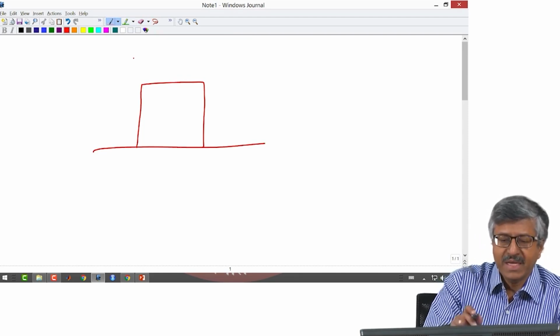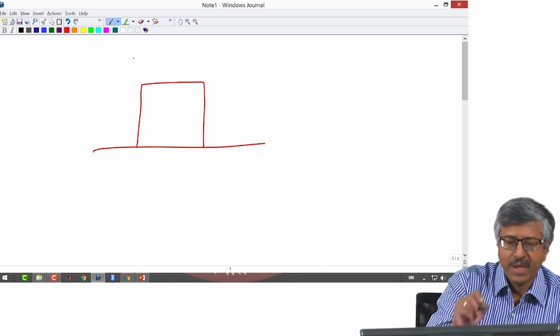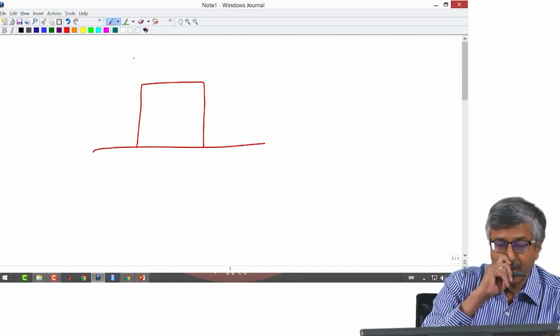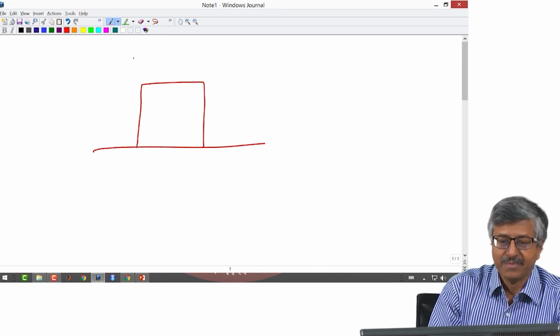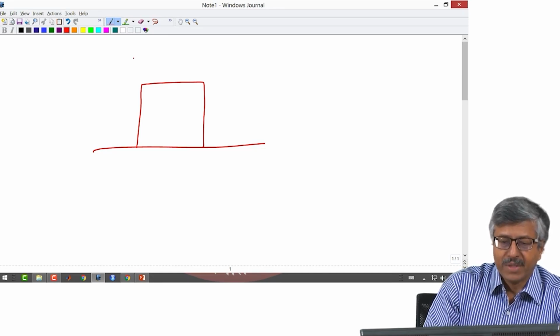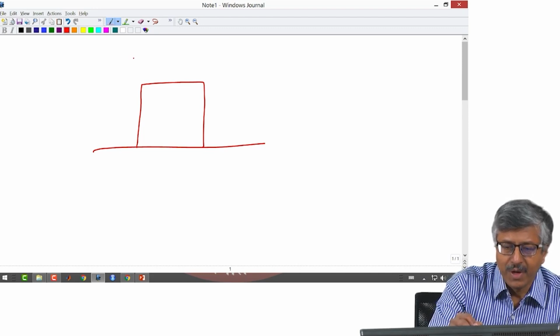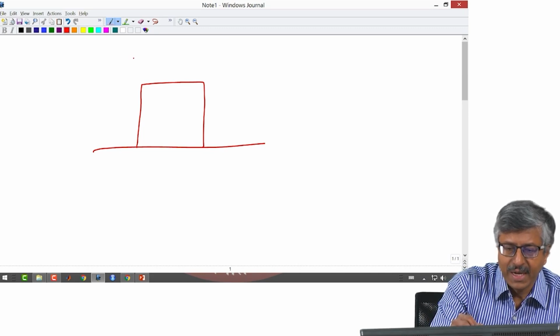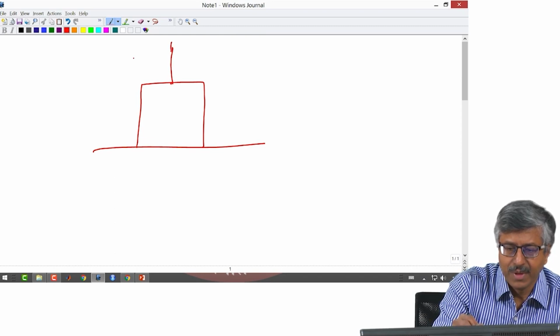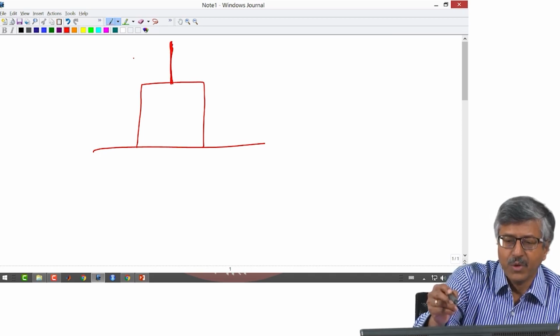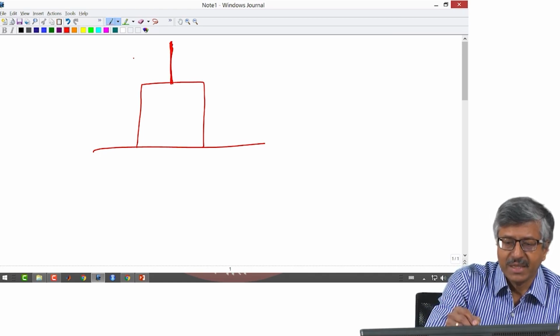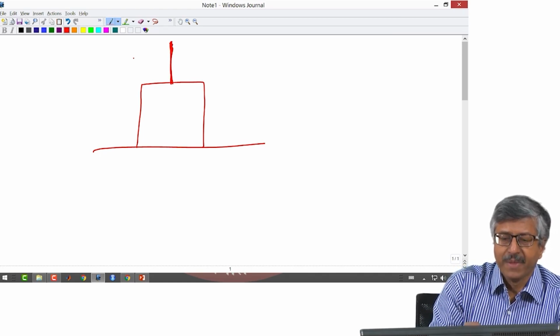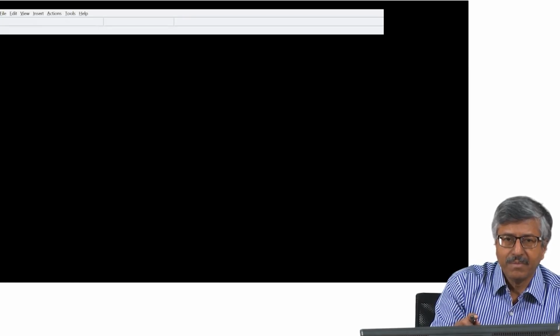Now, lightning is coming down and you do not know where it is going to strike, but if you are providing a lightning rod here at the top, most likely it will be striking this top of the building.